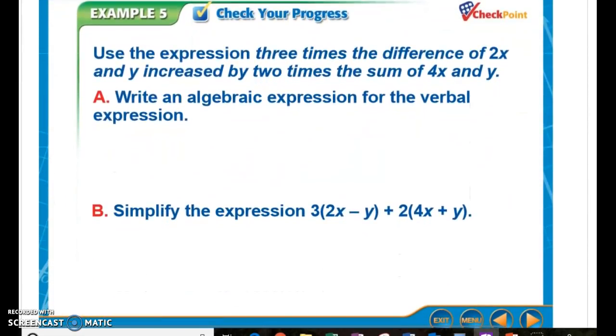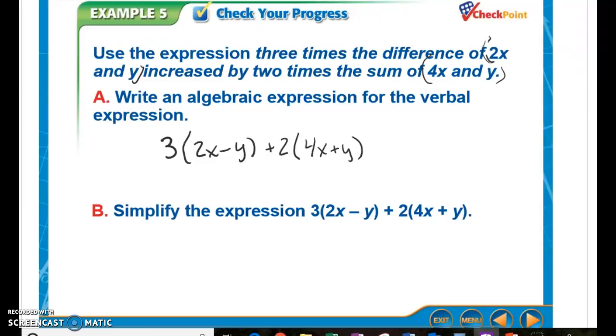Alright, so we're going to write an algebraic expression for the verbal expression. I want you to try this one again, and then I want you to pause the video and check it and see how you do. Okay, here it goes. 3 times (2x minus y) plus 2 times (4x plus y) is what you should have gotten. Okay, difference of, that's where your parentheses starts. Increased by 2 times the sum of these two things. Okay, that's what you do.